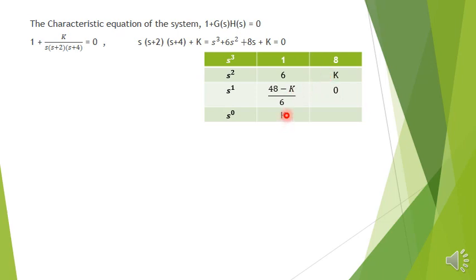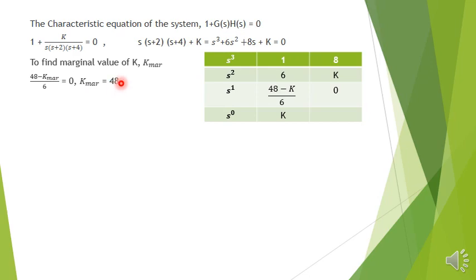Now to find the intersection with the imaginary axis, all the elements of any one row should be 0. So by considering that at K equal to K marginal, this is 0. To find the marginal value of K, I need to equate this to 0. Why am I equating this to 0? Because by equating this to 0, all the elements of the s1 row become 0. It need not be the s to the power 1 row, it can be any row, but it should make all the elements 0. So (48 minus K marginal) by 6 equal to 0. By rearranging this, I will get K marginal equal to 48.